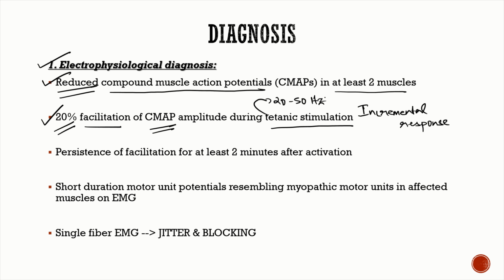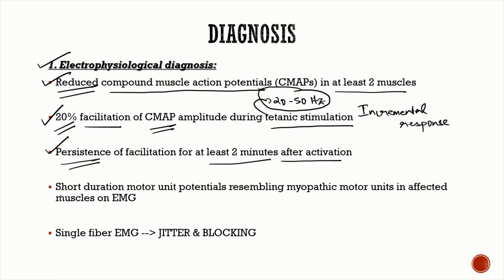Okay, so always remember, myasthenia gravis, you're going to get a decremental response of at least 10% in repetitive nerve stimulation, whereas in Lambert-Eaton syndrome and in botulism, you're going to get an incremental response with high frequency repetitive nerve stimulation. High frequency is 20 to 50 Hertz. And this incremental response of facilitation is going to persist for at least 2 minutes after activation.